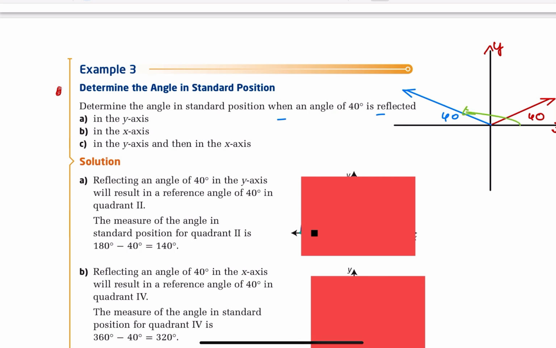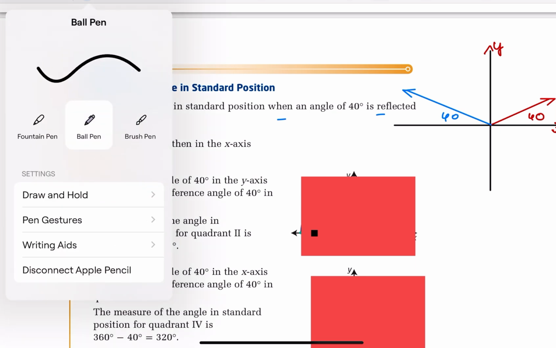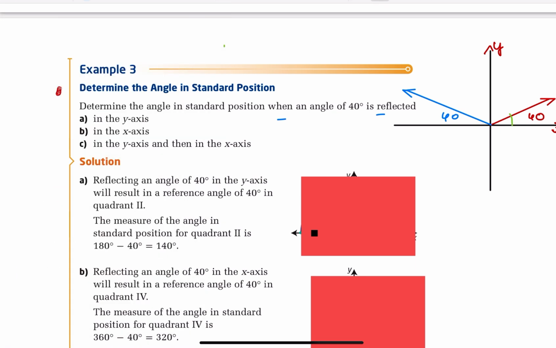So this will be my angle theta. When I reflect my terminal arm over there, I always keep my starting arm in the same place. So my starting arm will always be in the same place, but my terminal arm is reflected.